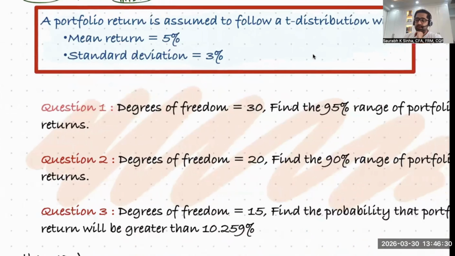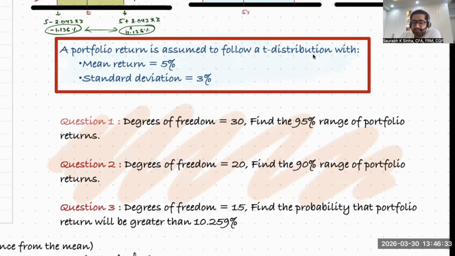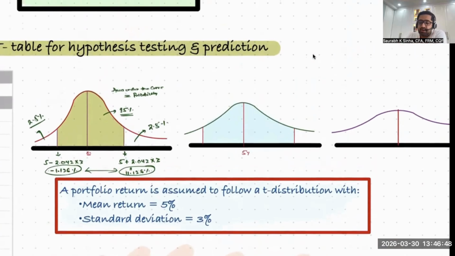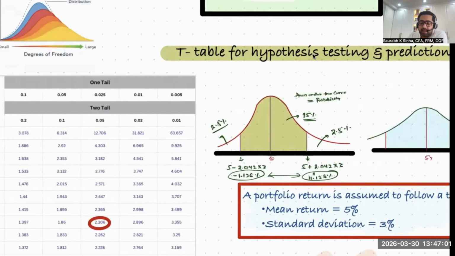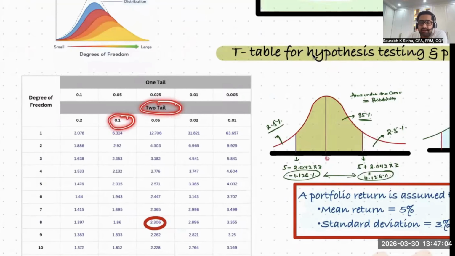Question number two. Now, question number two is saying, hey, the degree of freedom has changed. Now, the degree of freedom is 20. Find the 90% range of the portfolio returns symmetrically from the mean. So basically, now the probability has changed in the tail. If you have to cover 90% probability in the body, then how much area would be in both tails combined? It would be 10%, and each tail it would be 5%. So let's look for two tail and 10%, or 5% for one tail.